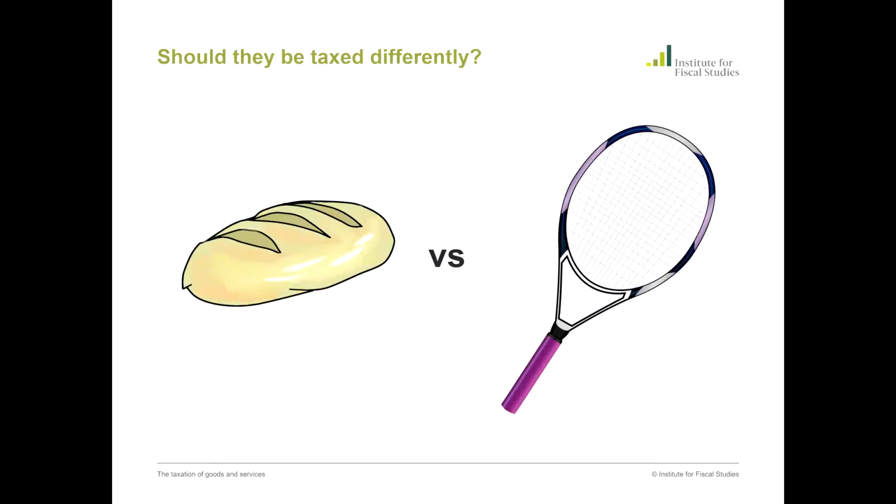Now, while I'm going through some of the theoretical arguments I'm going to make here, I'm going to have in mind a comparison between two pretty random products. So I've got bread and a tennis racket. I'm just going to come back to these to illustrate some of the theoretical arguments I make as to whether they should be taxed differently. As always, we can look at this from both an equity and an efficiency angle, and I'm going to do that in turn, starting with equity.